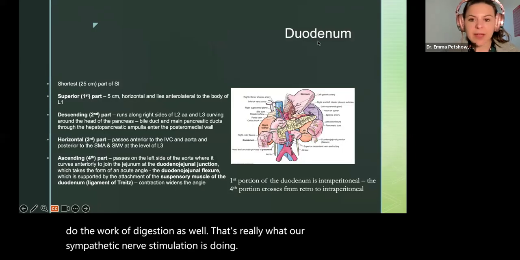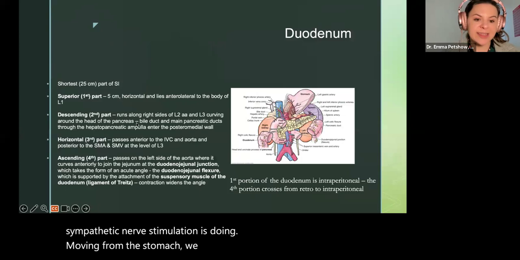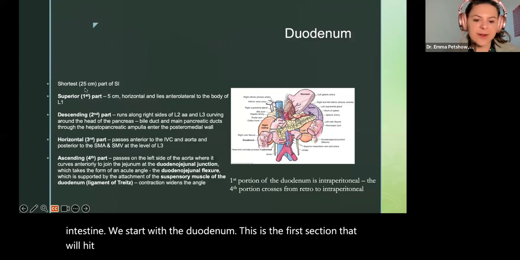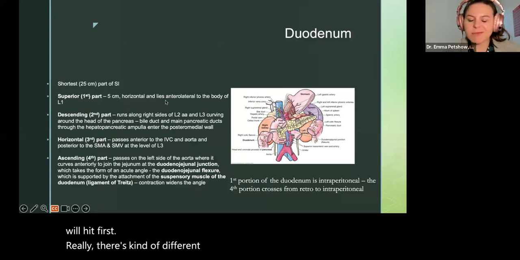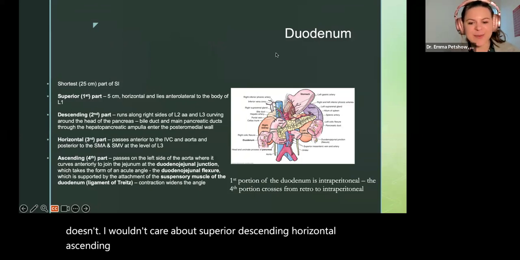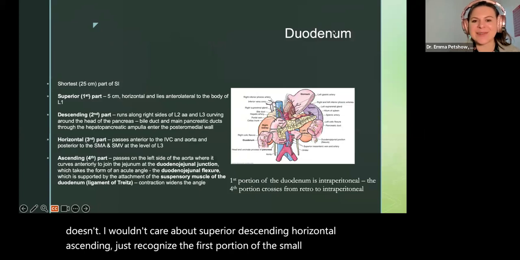Moving from the stomach, we move directly into our small intestine. We start with the duodenum. This is the first section that we'll hit first. Really, there's different portions that you need to know. I wouldn't care about superior, descending, horizontal, ascending. Just recognize it's the first portion of the small intestine that you are going to reach.